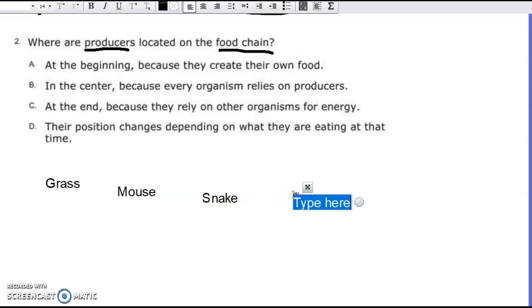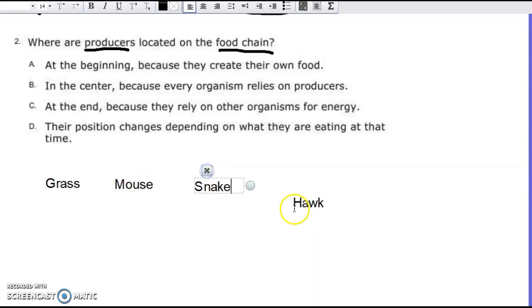I'm going to go grass. I'm going to go mouse. I'm going to go snake. And I'm going to go hawk. Bullens, where did you come up with that? We literally talked about this in class. There was a slide that had this on it. That's where it came from because I remember talking about it.